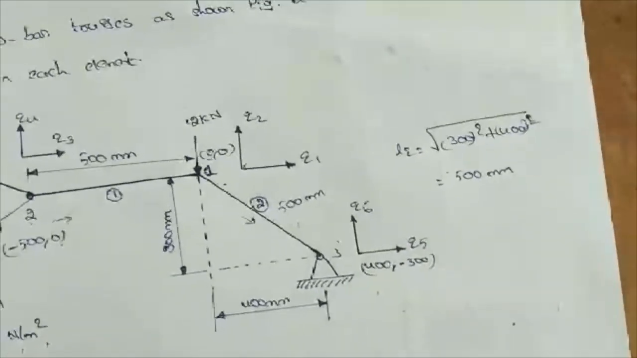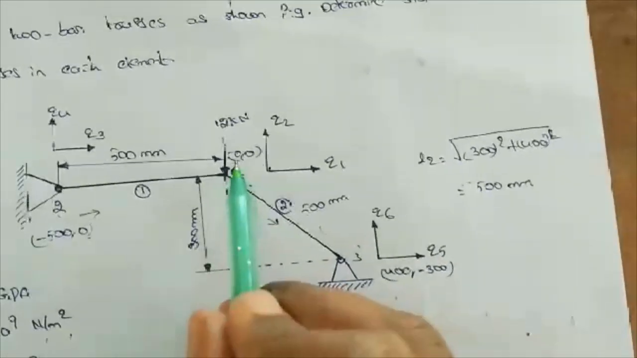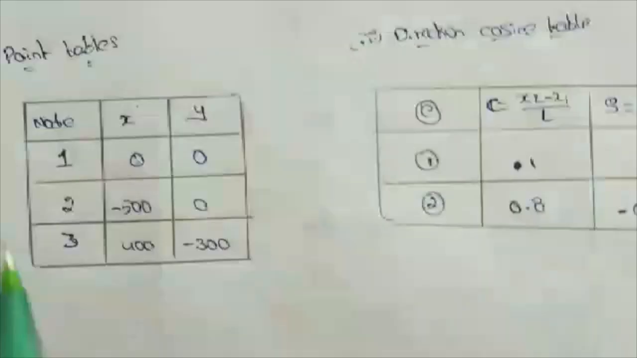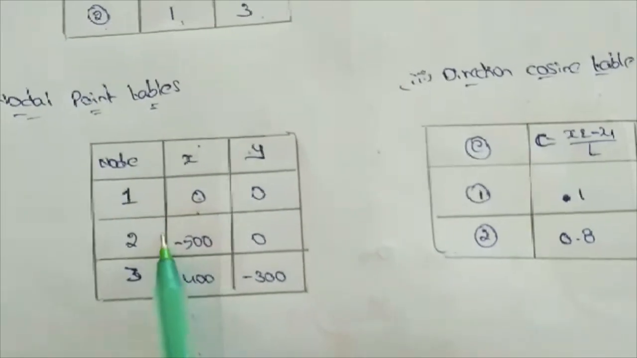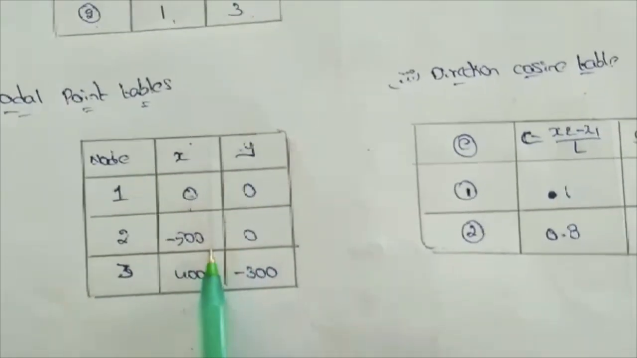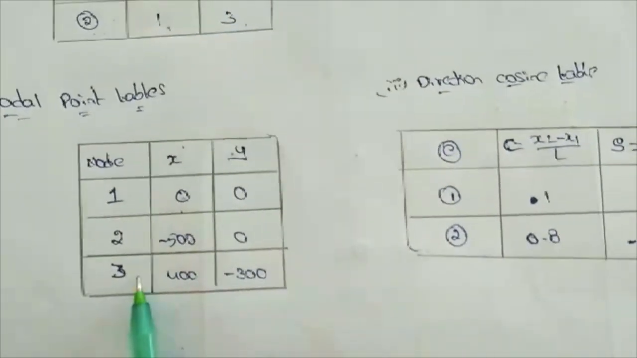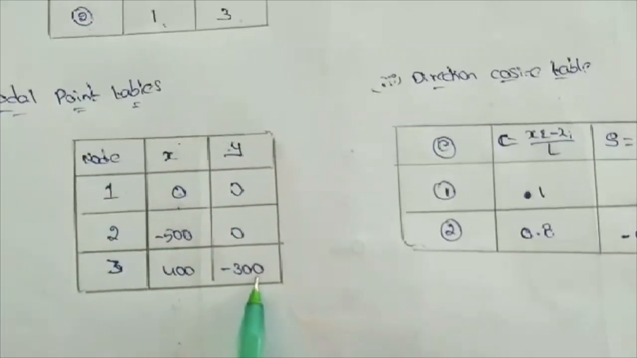Okay, at node 1, x equals 0, y equals 0. Similarly, node 2 is minus 500 comma 0. Similarly, at node 3, 400 comma minus 300. Okay, this is the nodal point table.